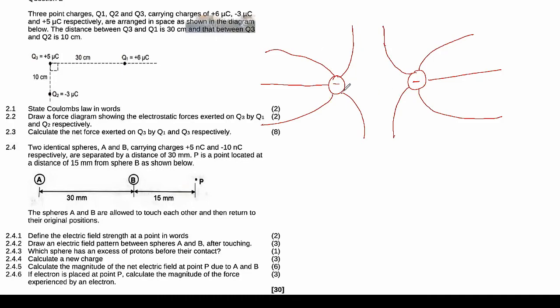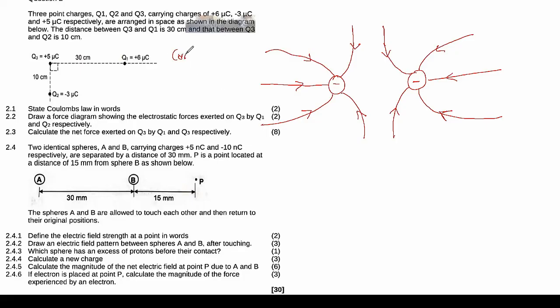Now, we know that if these are both negative charges, then we should see our field lines going inward. Remember, on a negative charge, we say the field lines are inward. So you show your arrows going inside that charge there. So there you go. This is all that you're supposed to indicate. Then how many marks is this? This is 3 marks.